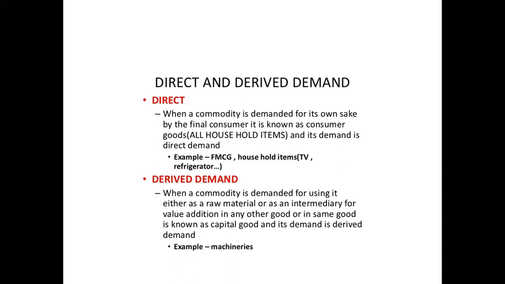Derived demand: when a commodity is demanded for use either as a raw material or as an intermediary for value addition in any other good or in the same good, it is known as a capital good, and its demand is derived demand. Example, machineries. When a thing is required as an intermediary or as a raw material for getting a finished good, it is known as a derived demand.